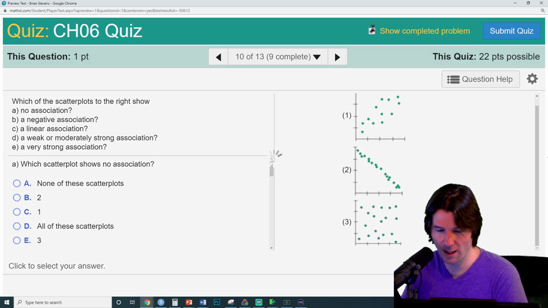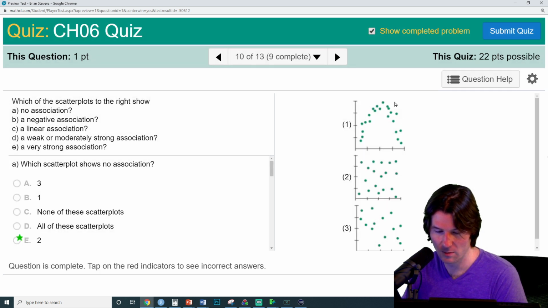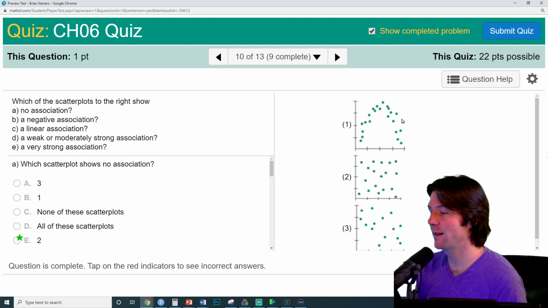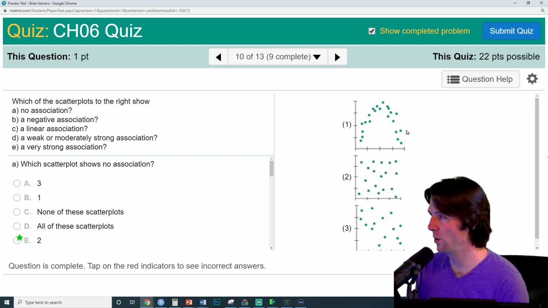Let's look at the upside down U again. If I can get it to appear. Come back, upside down U. There it is. So that is non-linear. This is non-linear because it's curved. And so it's also strong. Why is it strong? How do we measure strength?